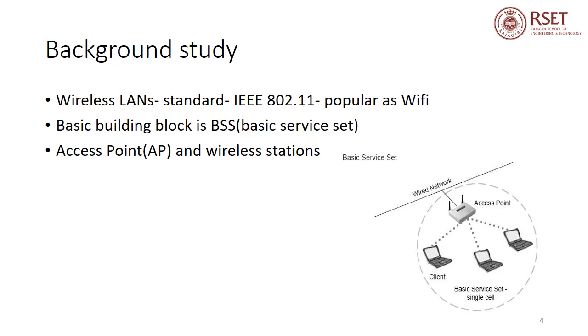Every basic service set consists of two main components, an access point or AP and the wireless stations. The wireless stations can be laptops, computers, or any other such devices which are connected to the internet or to the wired network through a common point known as the access point.